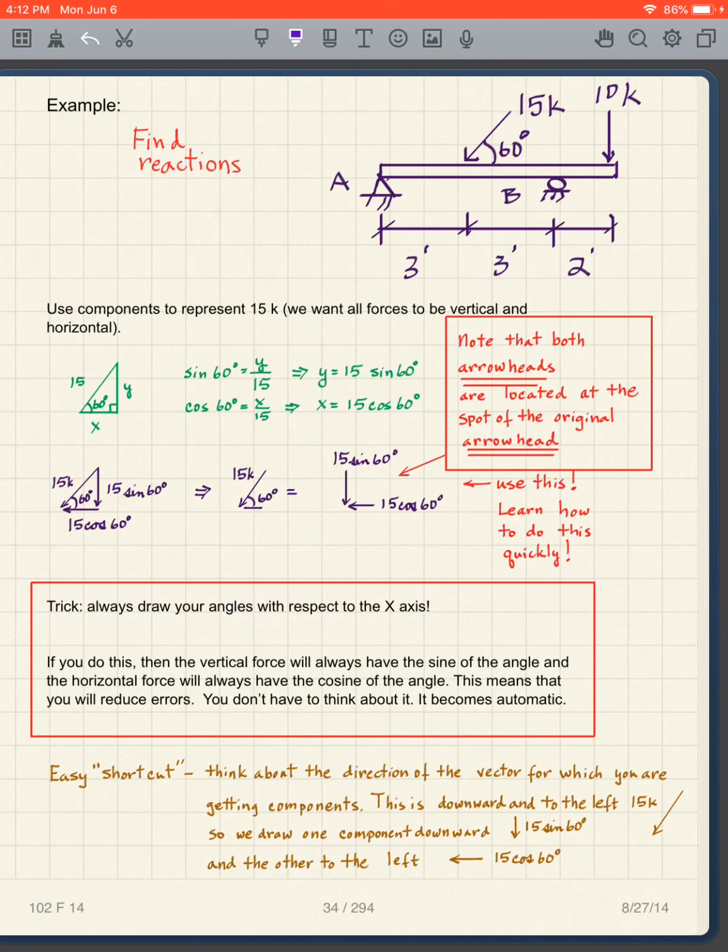Well, it's pretty straightforward. We are going to use components to represent that 15 kip force. The way that we're going to do the components, we're going to create a vertical and horizontal component so that we get all our forces to be either vertical or horizontal. And the way that we're going to do it is the standard way that you've always gotten components.